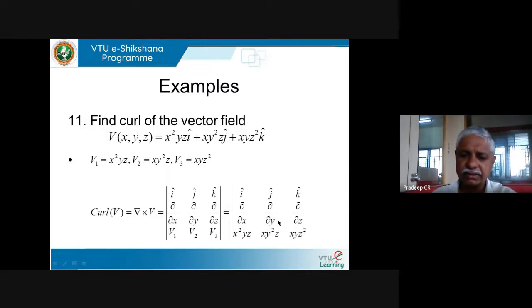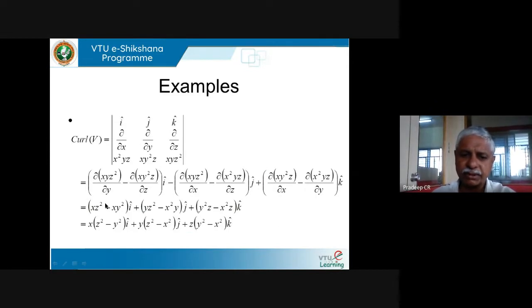So I carry out this computation. Here is the computation. It looks ugly, but I can't help it. It doesn't look ugly, it's quite symmetric, but it's a long computation. You have to do it. I into this minus this into this. So that is del by del y of xyz square. I've written it here. Similarly, minus del by del z of xy square z. I've written it here. Similarly, the other terms. And if you evaluate, you will get this horrible looking expression. It's not horrible, actually, it's quite symmetric.